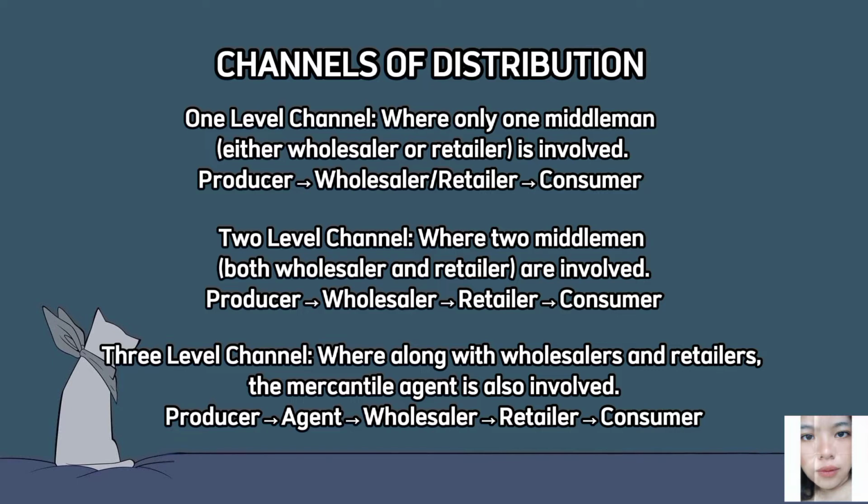Two-level channel, where two middlemen, both wholesaler and retailer, are involved. This channel of distribution involves two intermediaries to transfer goods from the manufacturer to the customer. In this, wholesalers and retailers act as a connecting link between manufacturers and consumers.